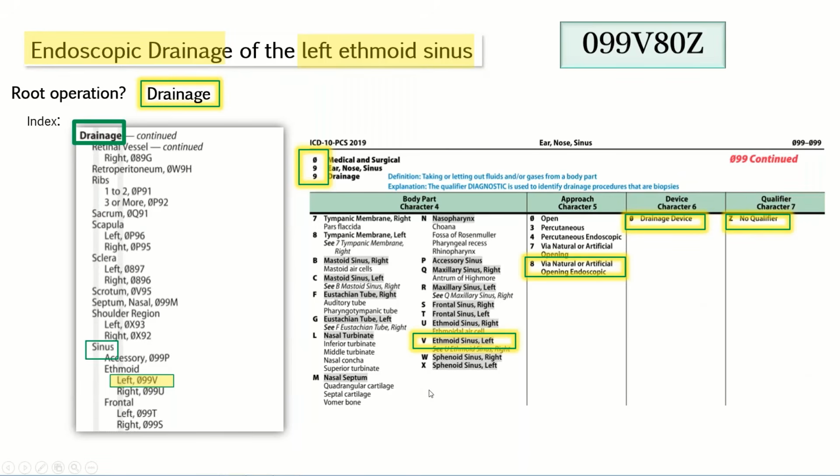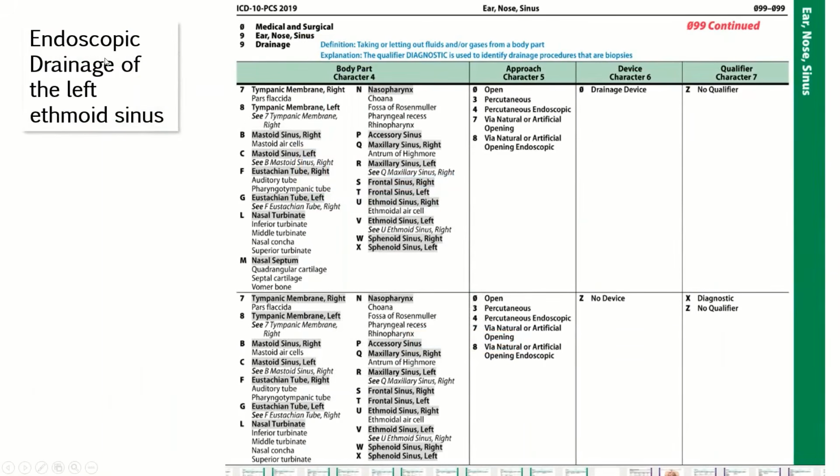All right, so something doesn't look quite right with this code, and I'm going to show you specifically what's wrong. Our documentation says that this is an endoscopic drainage of the left ethmoid sinus, and we coded 099V80Z. So we said that a drainage device was left in place inside the body after the surgery. And you know what, coders? I didn't see that in the documentation.